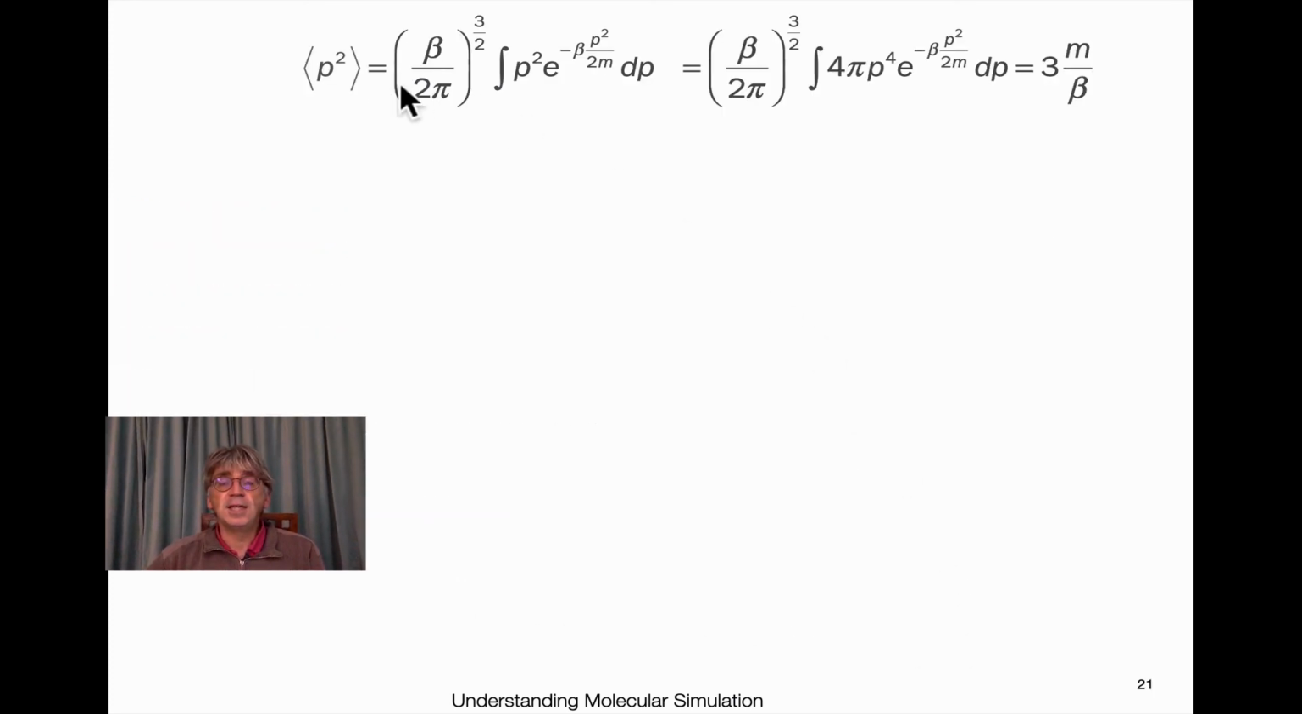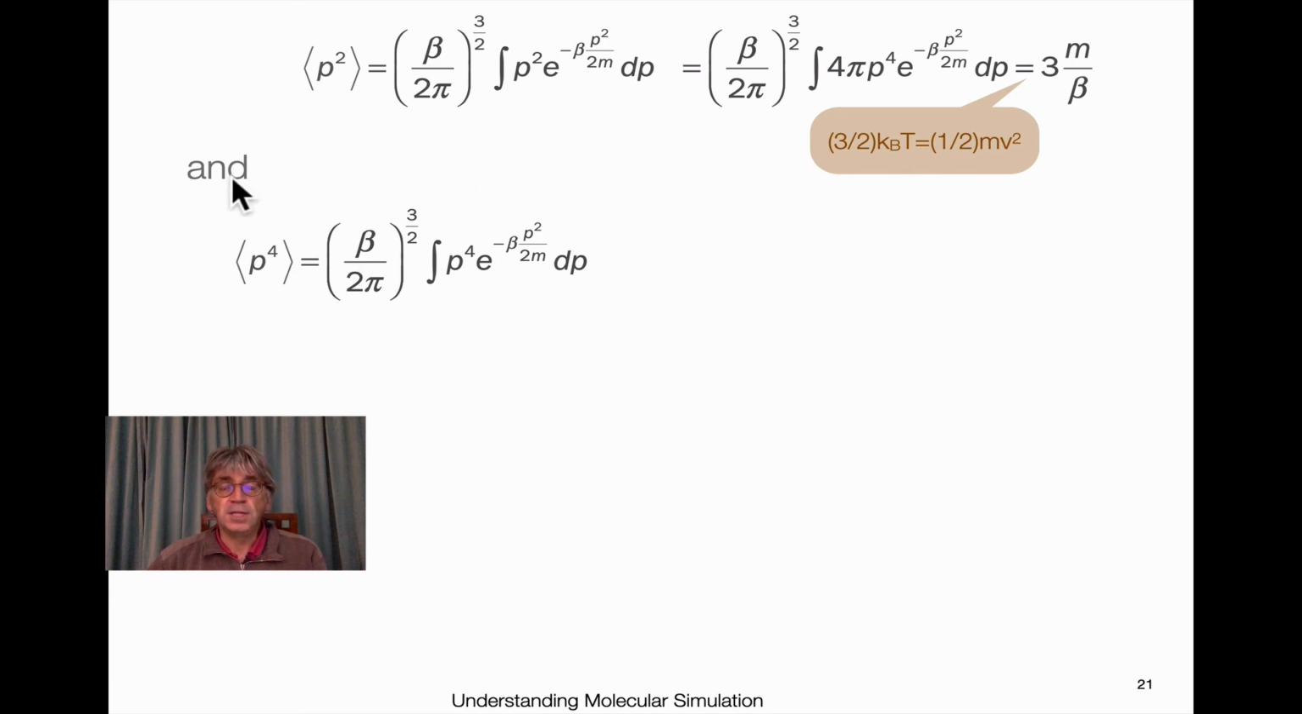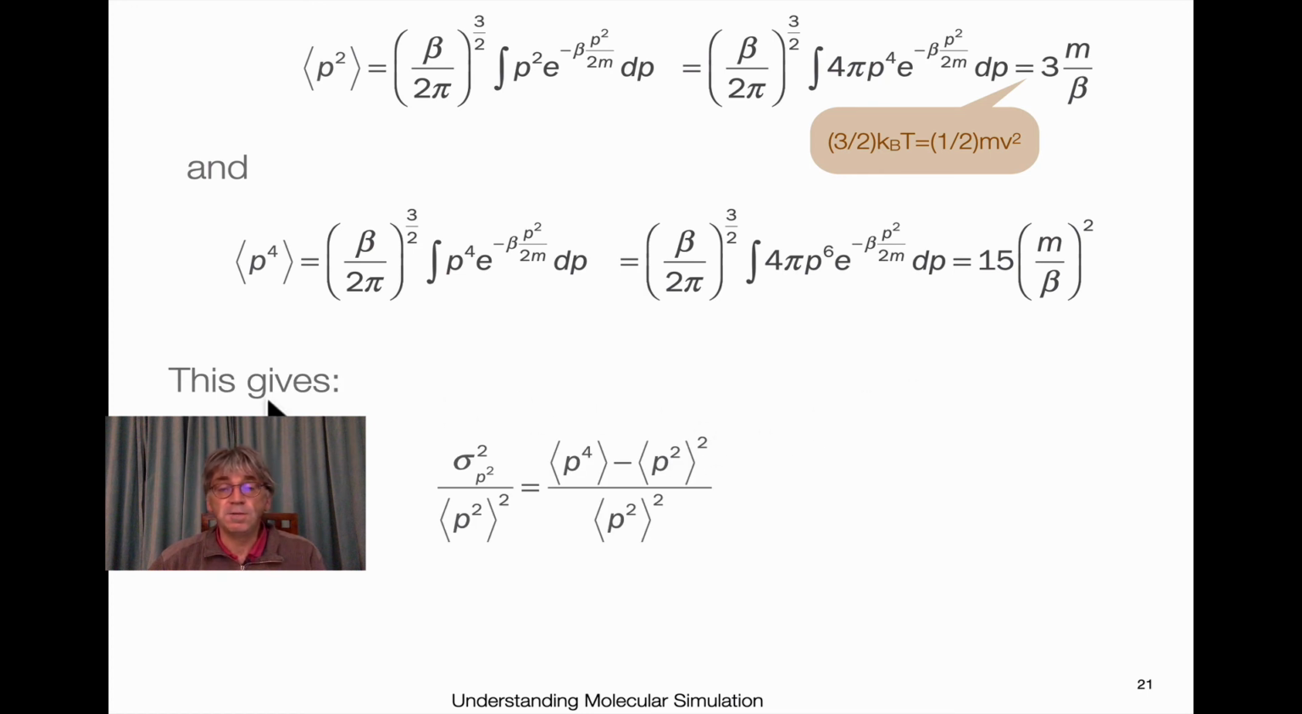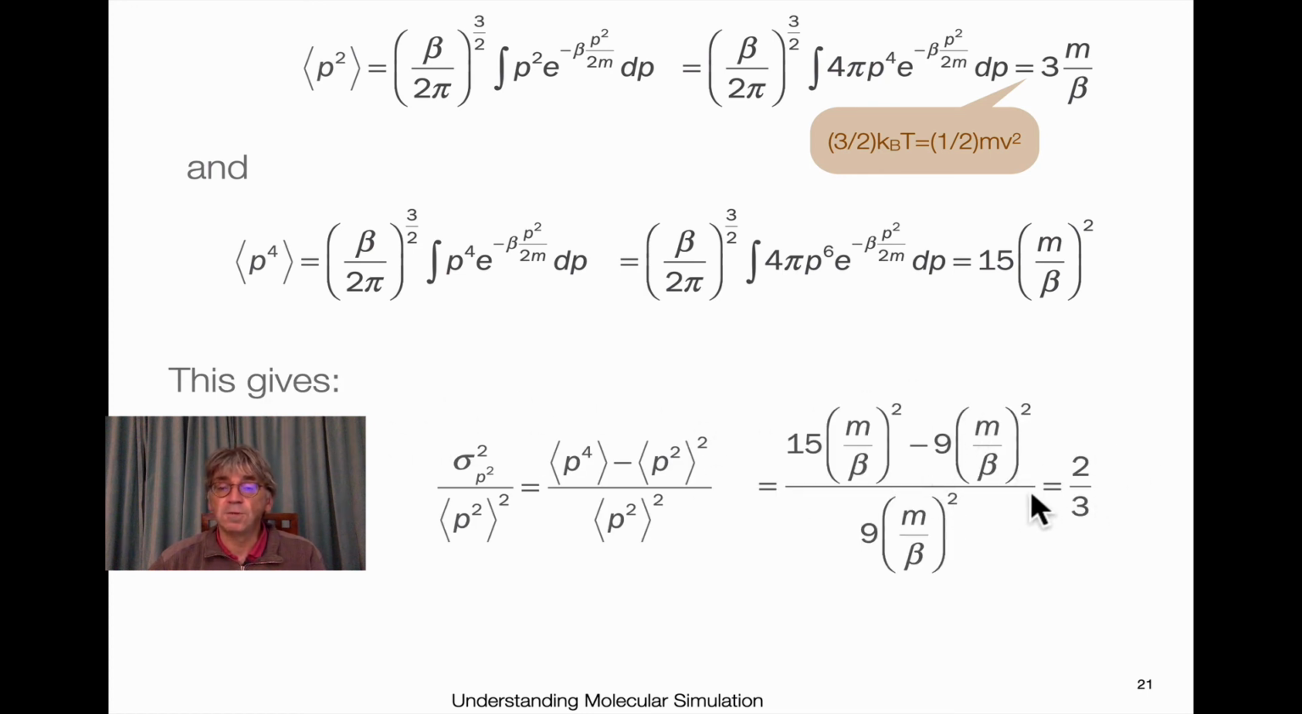So here you see the integral of p squared. Since this is in 3 dimensions, you get 4 pi p squared dp if you use spherical coordinates, and if you do this, you get 3m over beta. Okay, as you would expect. For this other one, if you do this integration, you get this value here. You can check whether this is done correctly. So if we substitute that, you get 2 over 3.